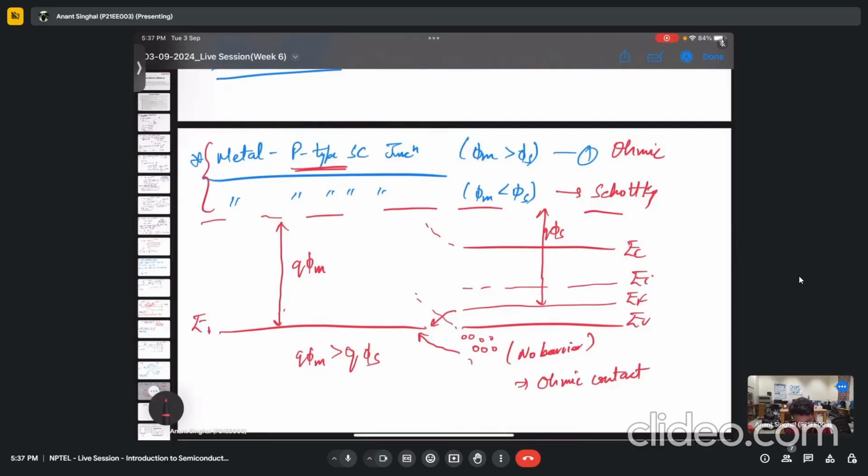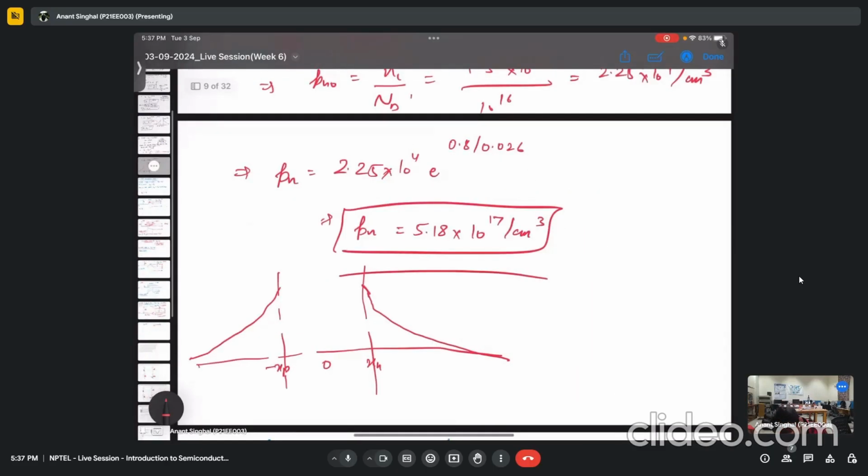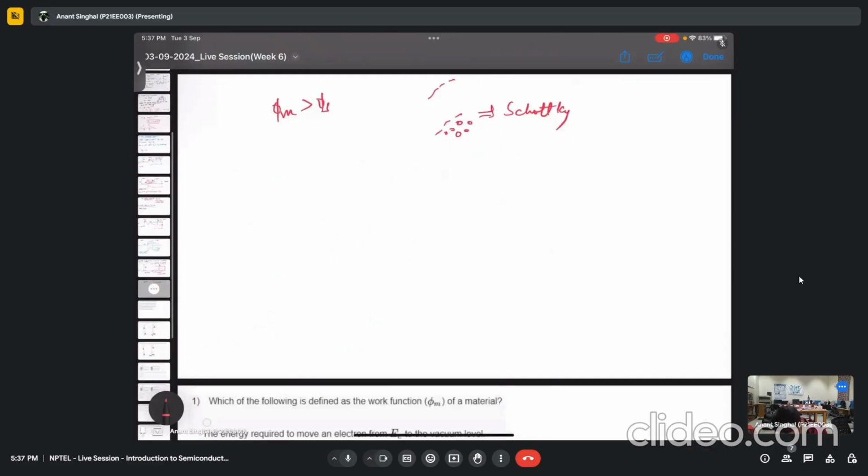So basically, to summarize the context that we have, we have two types of metal-semiconductor contacts.